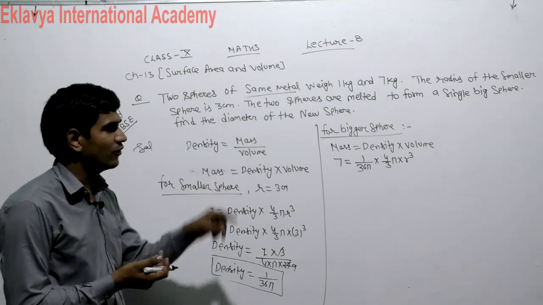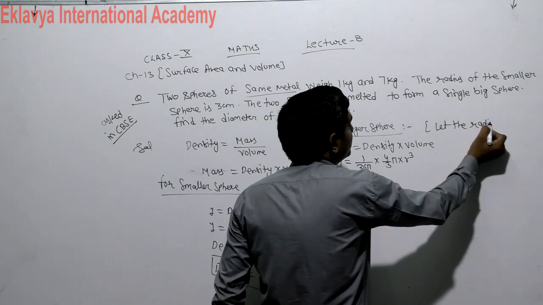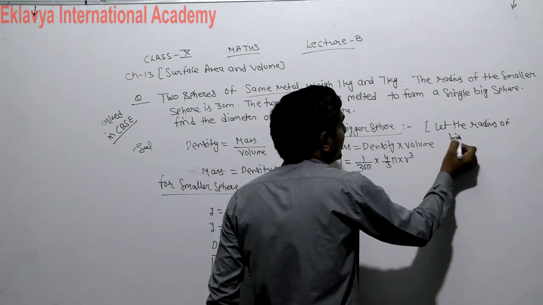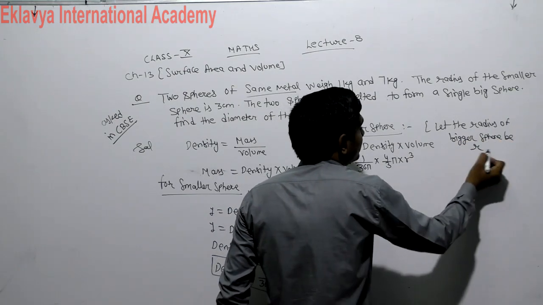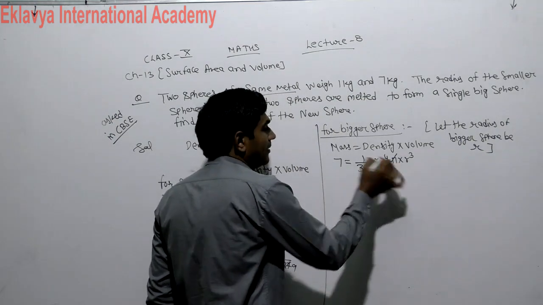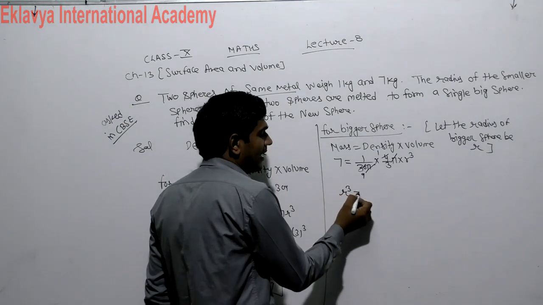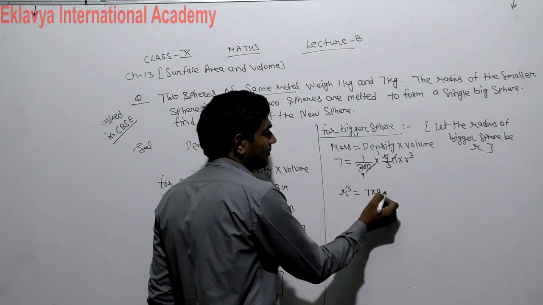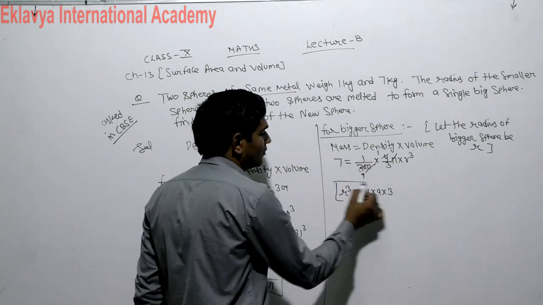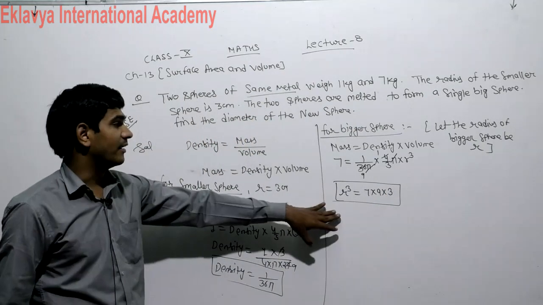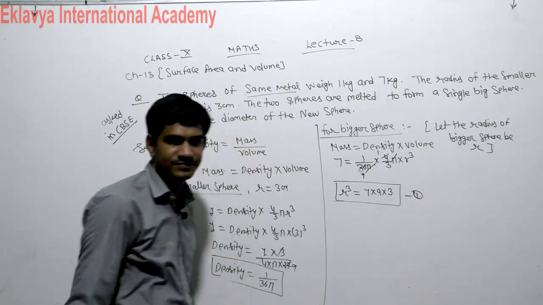So let the radius of the bigger sphere be r. Now pi cancels, 4 and 36 give 9. So from here r cube is equal to 7 multiplied by 9 multiplied by 3. That is the value of r cube, the radius cube of the bigger sphere. Give the name of this equation first, right?